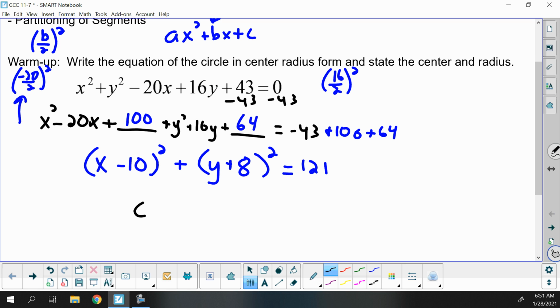The other part, our center, is the opposite signs of those. So we have 10 comma negative 8. And this is your radius squared. So if you do the square root of 121, that'll give us the radius is 11.